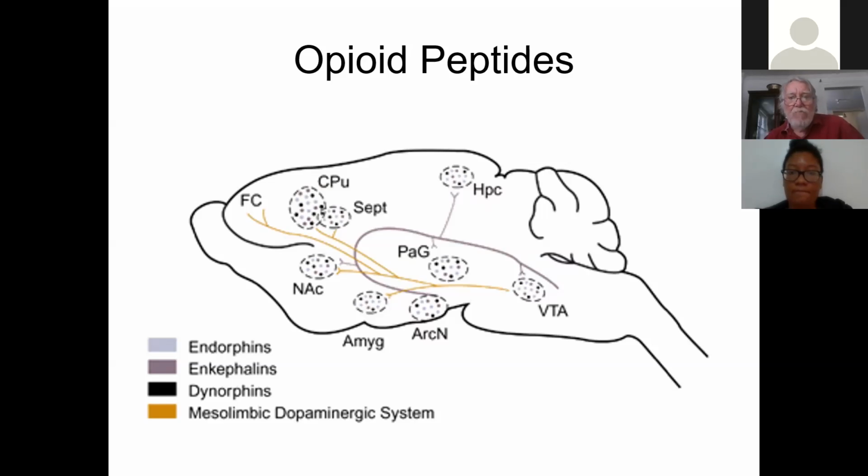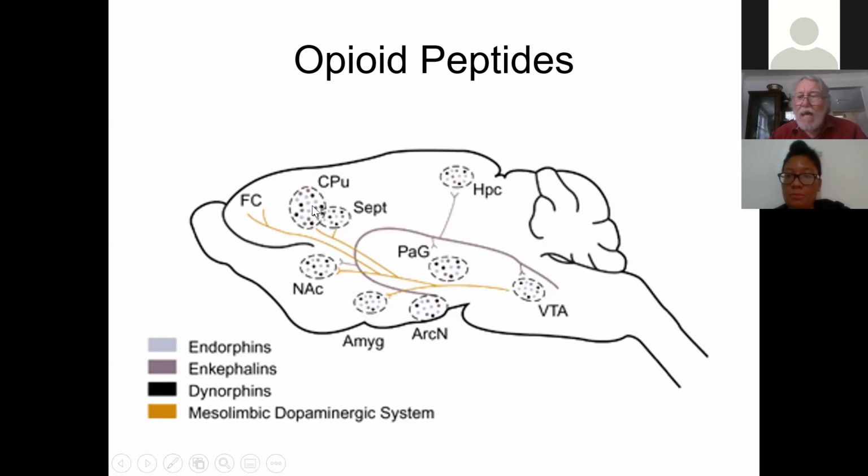Then what we have are opioid peptides. And opioid peptides, most of the opioid peptides that we find act as interneurons. They act in rather specific types of things. So there will be opioid peptides in where? The caudate and the putamen.